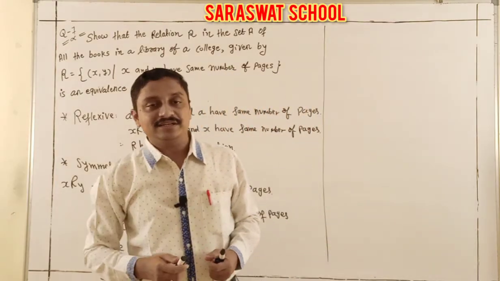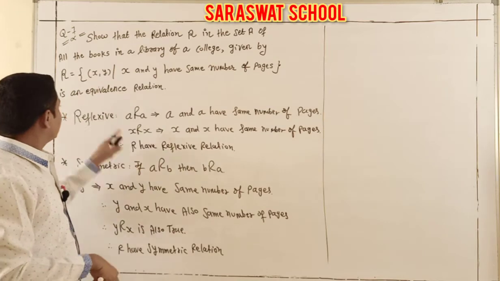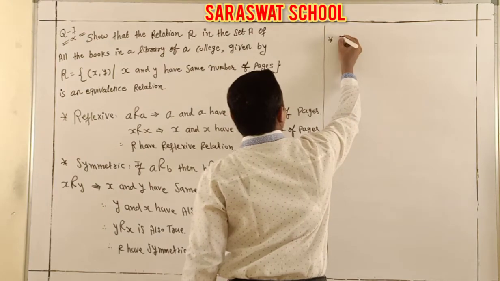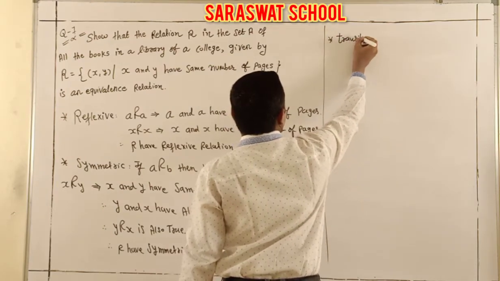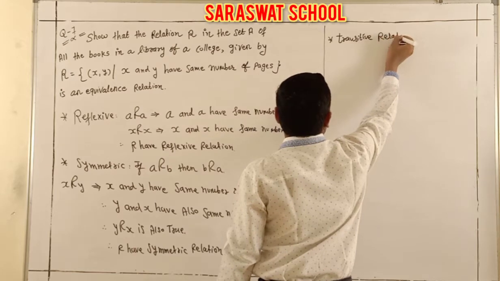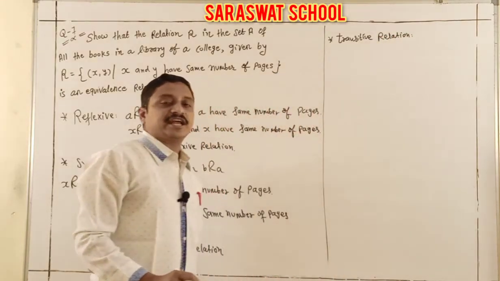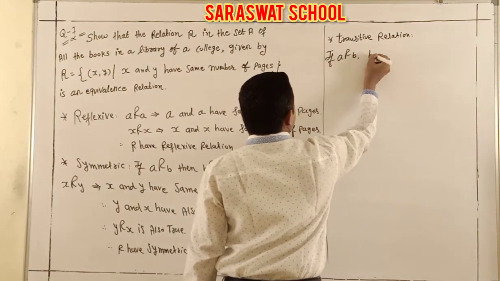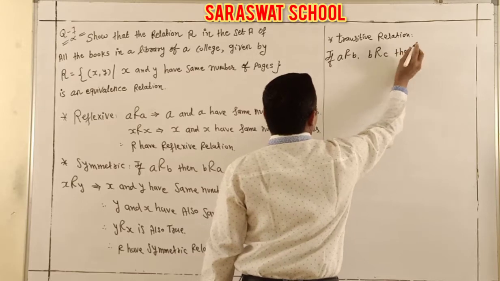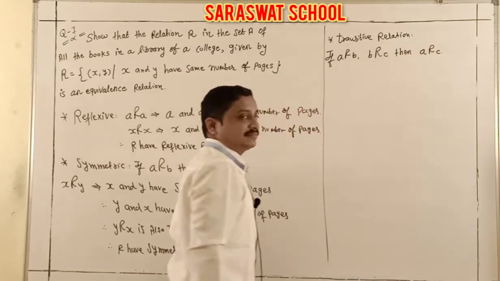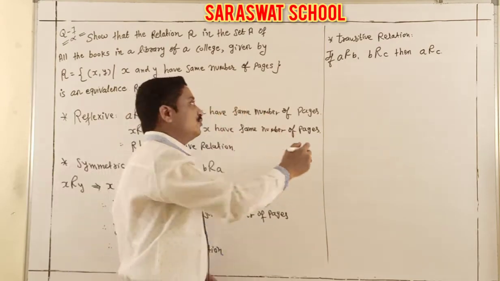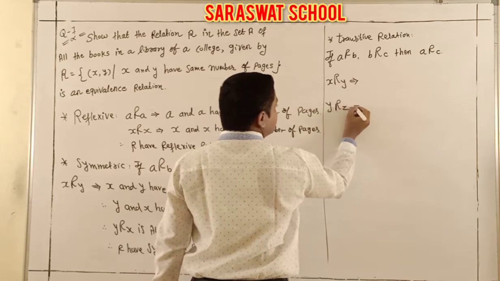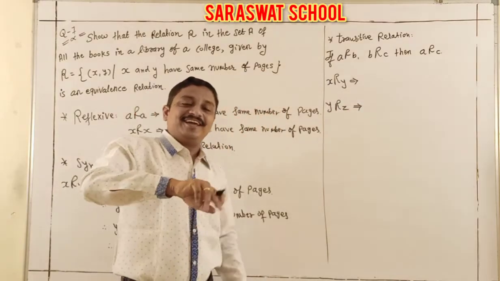Yes, transitivity. If your transitivity is also true, then I can say it is an equivalence relation. So the third case is our transitivity relation. So first of all, students, I just write down the rule for transitivity. If A relation B, B relation C, then A relation C. It's very simple. So start now. First X relation Y, then Y relation Z, and last checking X to Z.